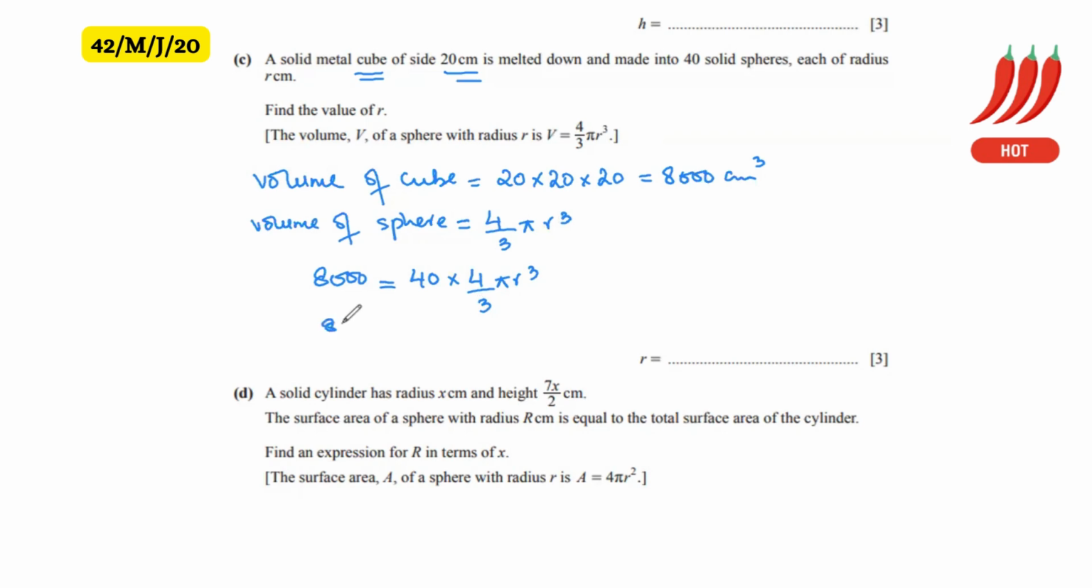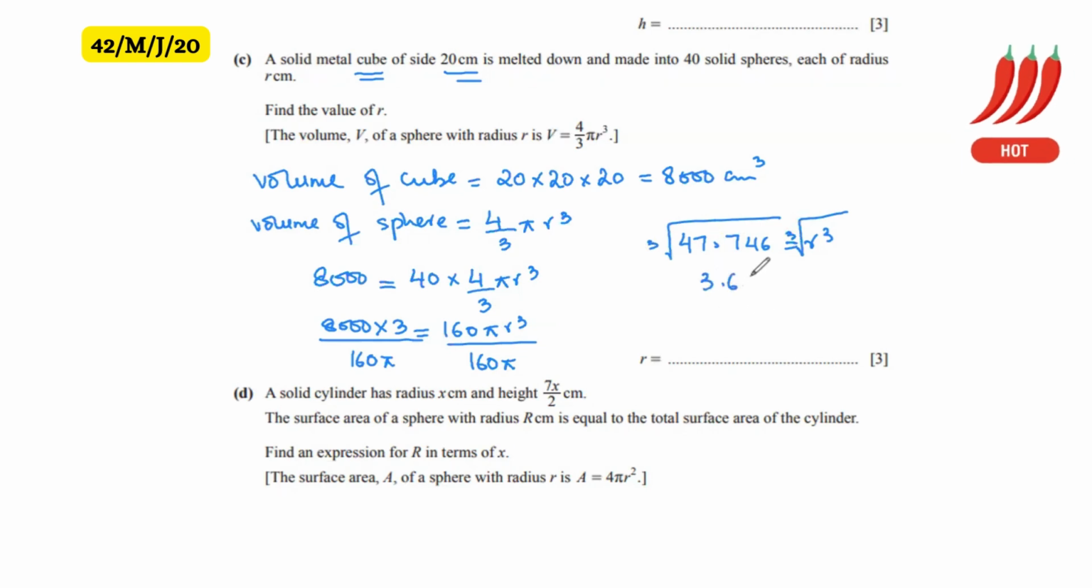So that's 8,000 times 3, cross multiply, equals 160 pi r cubed. Divide both sides by 160 pi to isolate r cubed. That's going to give us 47.746 equals r cubed. Take the cube root on both sides, and that equals 3.62 centimeters. That's your answer.